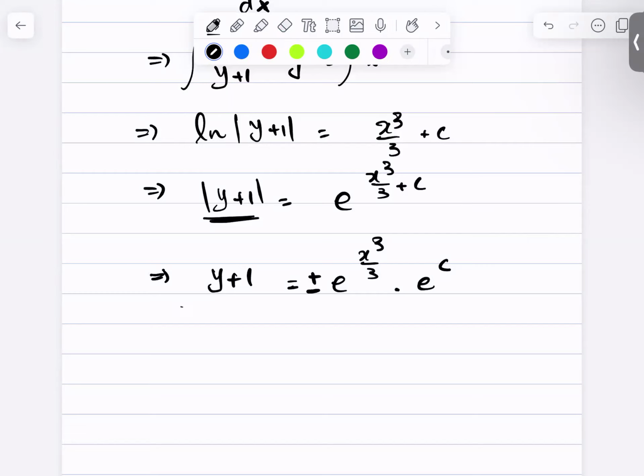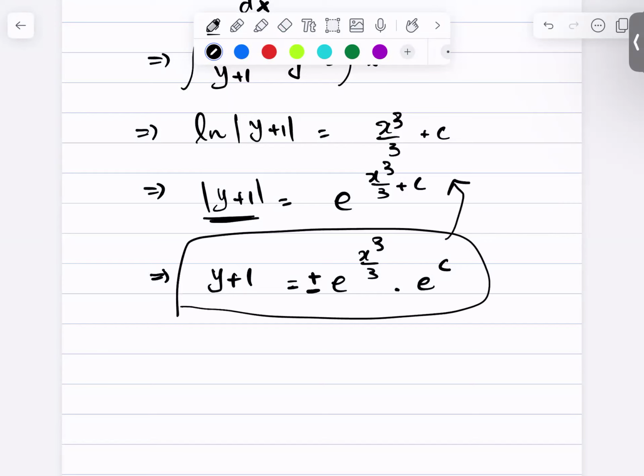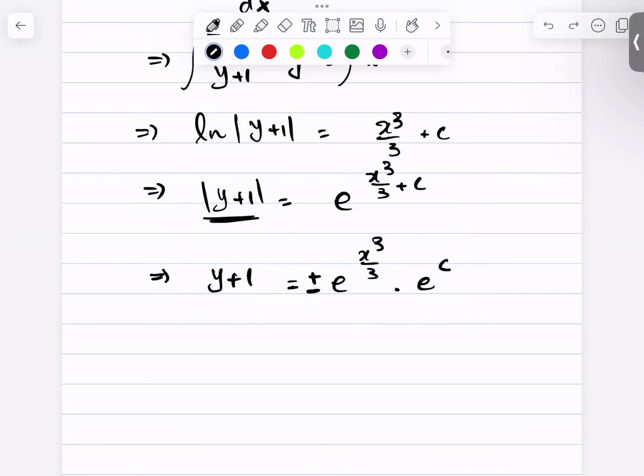Because from this line, if I take positive or negative, doesn't matter. From the previous line, if I go from the last line to the previous line and I take the modulus, I'll get back the previous line. So therefore, I should write plus or minus there to justify that the last line and the previous line are the same. Okay, so this is y plus 1, and now e to the x to the third over 3 is there.